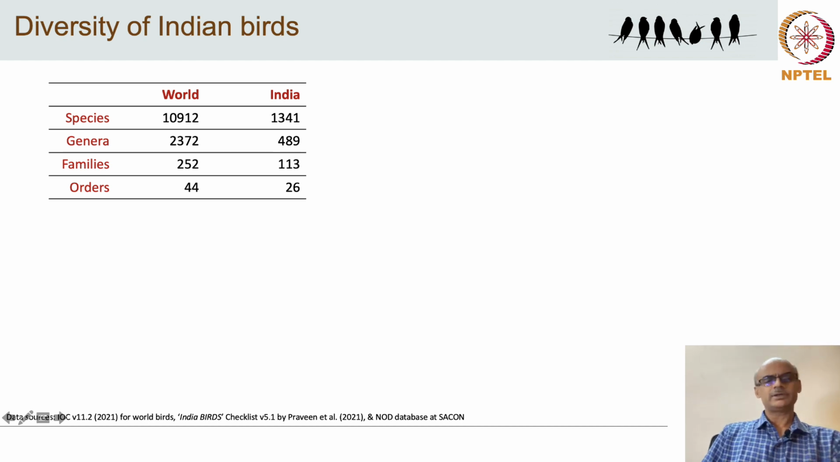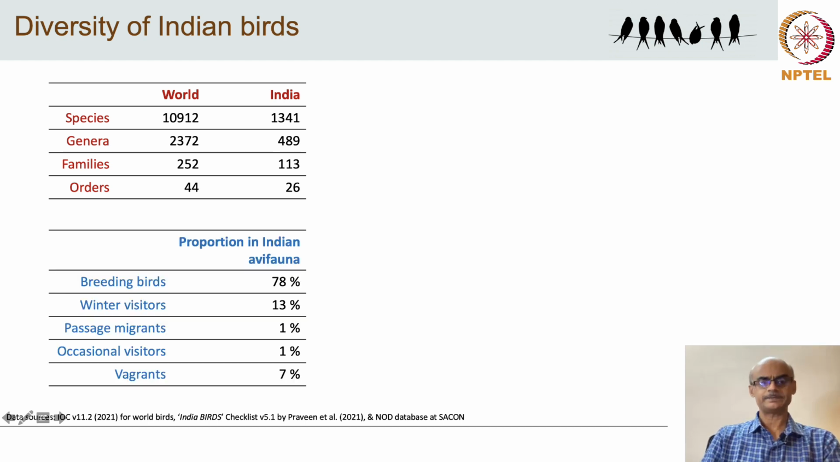So all over the world, there are 10,000 species of birds, of which 1300 occur in India. So almost 12% of the world's avifauna are found in India. In fact, India ranks 9th in terms of number of bird species. And these 1300 species of India are represented by 489 genera, under 113 families, and 26 orders, sometimes 27 orders if you separate swifts and nightjars into separate orders.